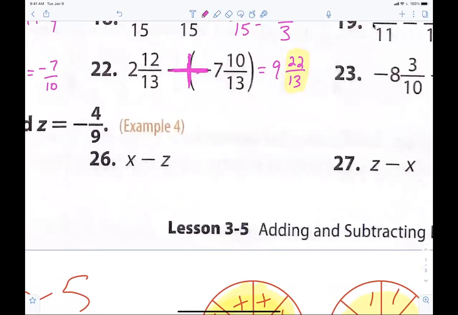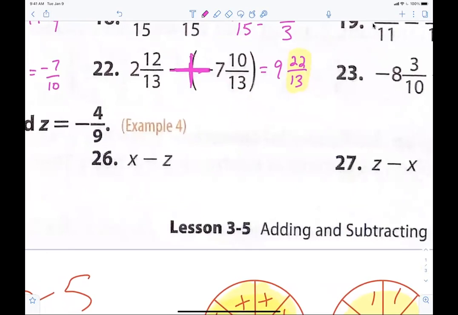How many times is 13 going to 22 is what I'm asking you. How many times is 13 going to 22? One time. How many left over? Yeah, work it out if you need to, buddy. I appreciate you doing your mental math though. Concentrate on that.